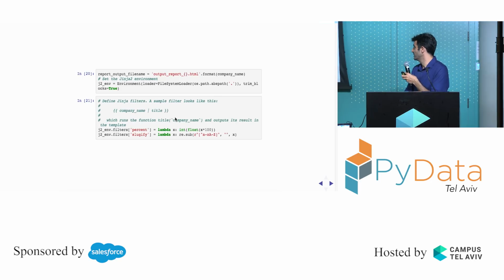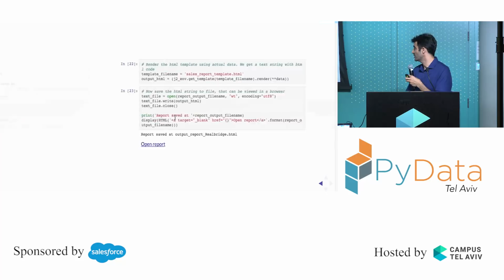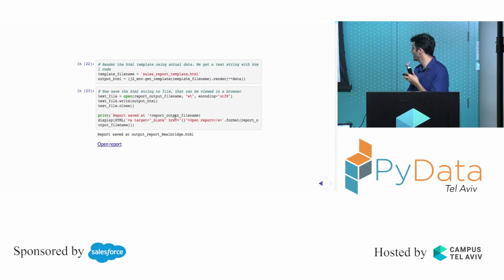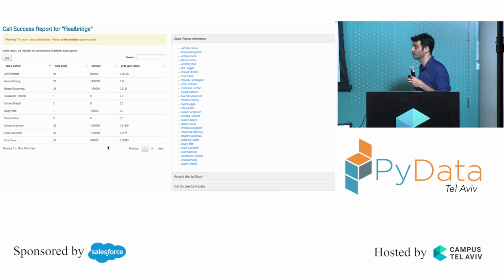Here we load the template from a file. So I have a file with all of the things that are included. We render it with the data. And we save it to a file as just a simple text file here. And eventually, we get the report.